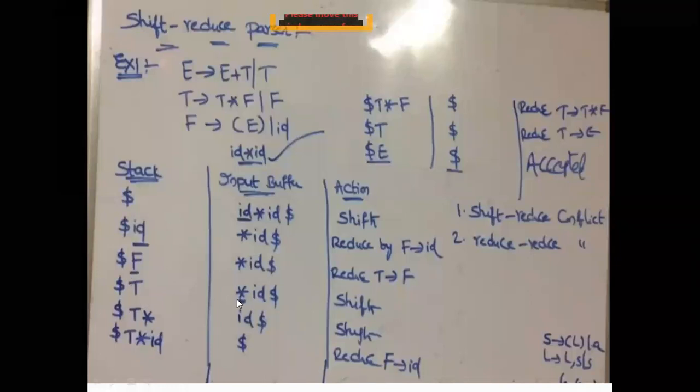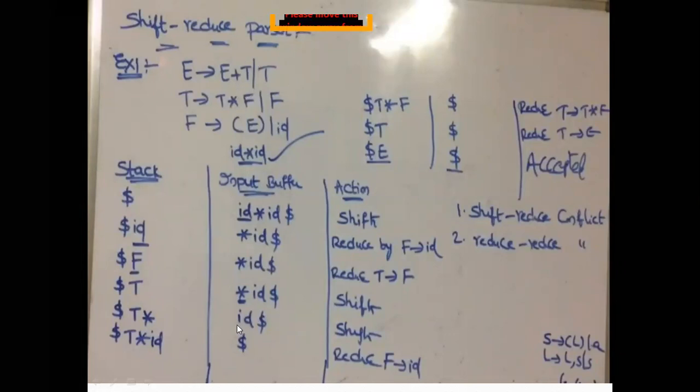Then we consider star as the next substring. Is there any production in the right hand side with star? No, because star is considered a terminal. Then what is the action we are performing? Shift. Star is pushed onto the stack. So we are performing a shift operation, and this star is pushed onto the stack. There is no production with star in the right hand side, so we are not replacing any non-terminal.